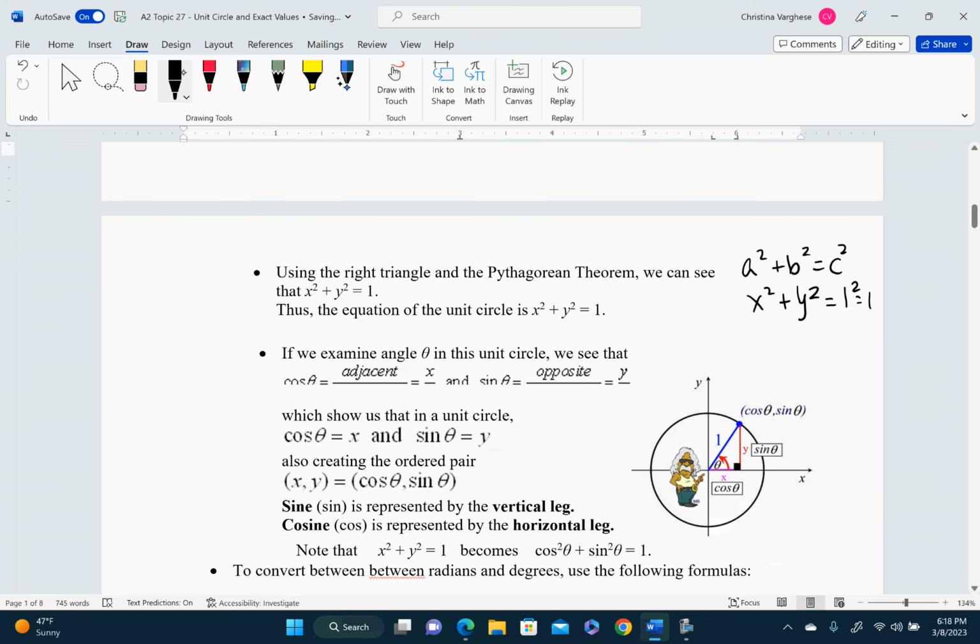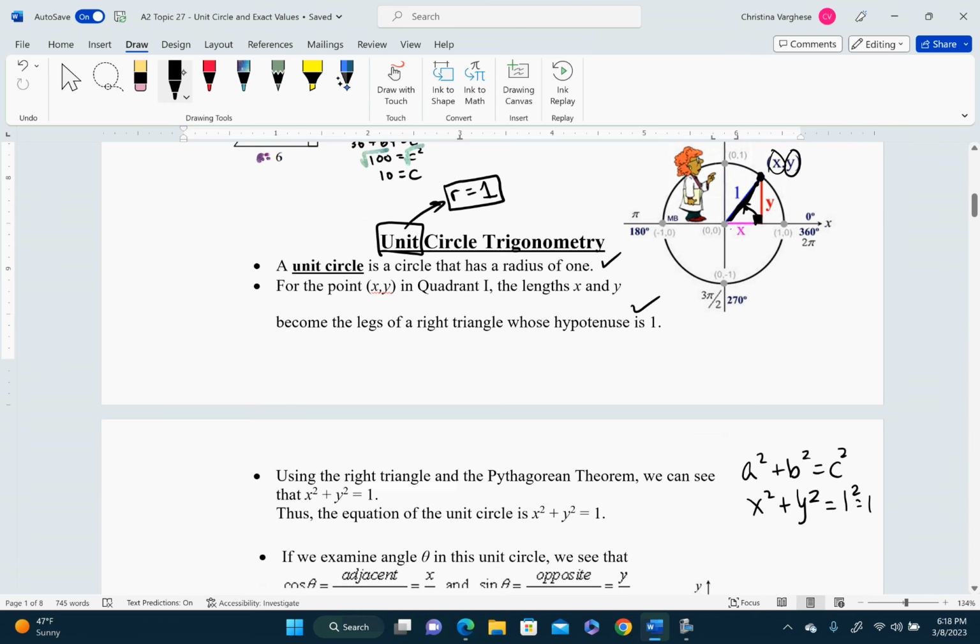So now let's go into this a little bit more in detail. It says if we examine angle theta in this unit circle, we can see that. Let's go into something that you may or may not remember, or may not have been taught, but I'm going to go through it anyway because it is something that we need to know. This here is the measurement of this angle right here, whatever angle measure that is.